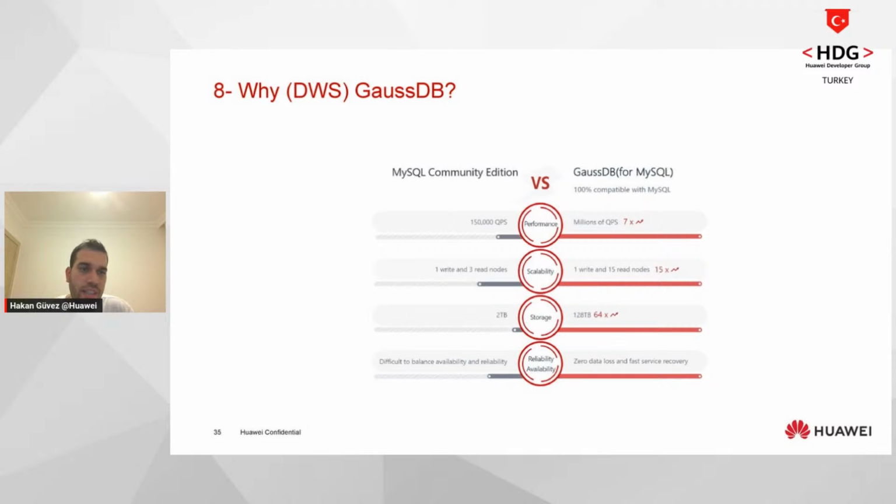The comparison is to show the advantages of GaussDB. So we can clearly say there are at least four advantages of GaussDB: efficiency, scalability, storage, and reliability. The most critical thing is the scalability side, I think, because you can have 15 read replicas as well as scale the CPU and memory capabilities for the database instance as needed.